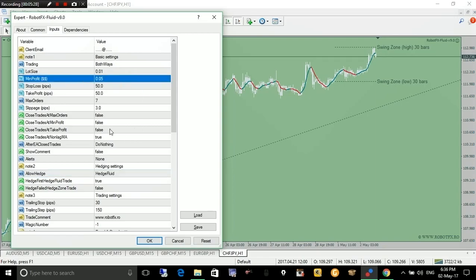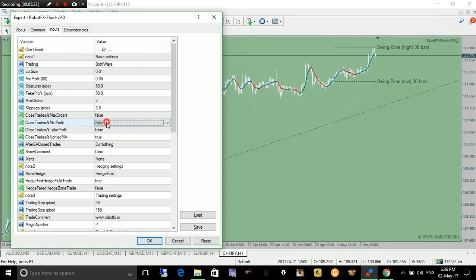At this point, you can instruct the expert advisor to close all the trades, close trades at min profit. Set this to true, and the expert advisor will close the basket when minimum profit is reached.